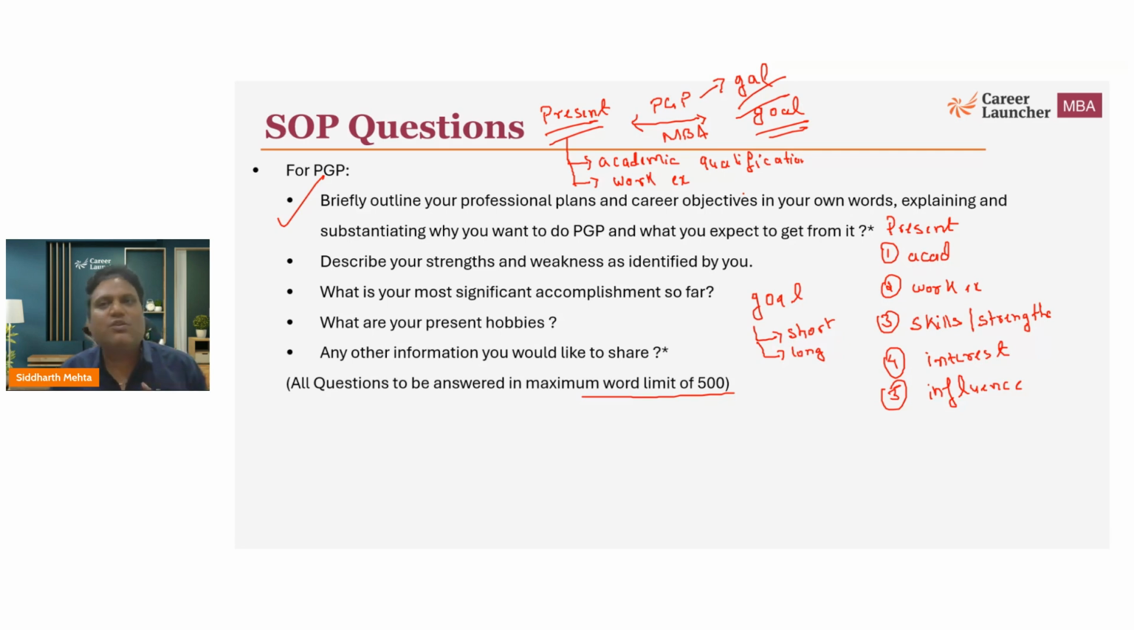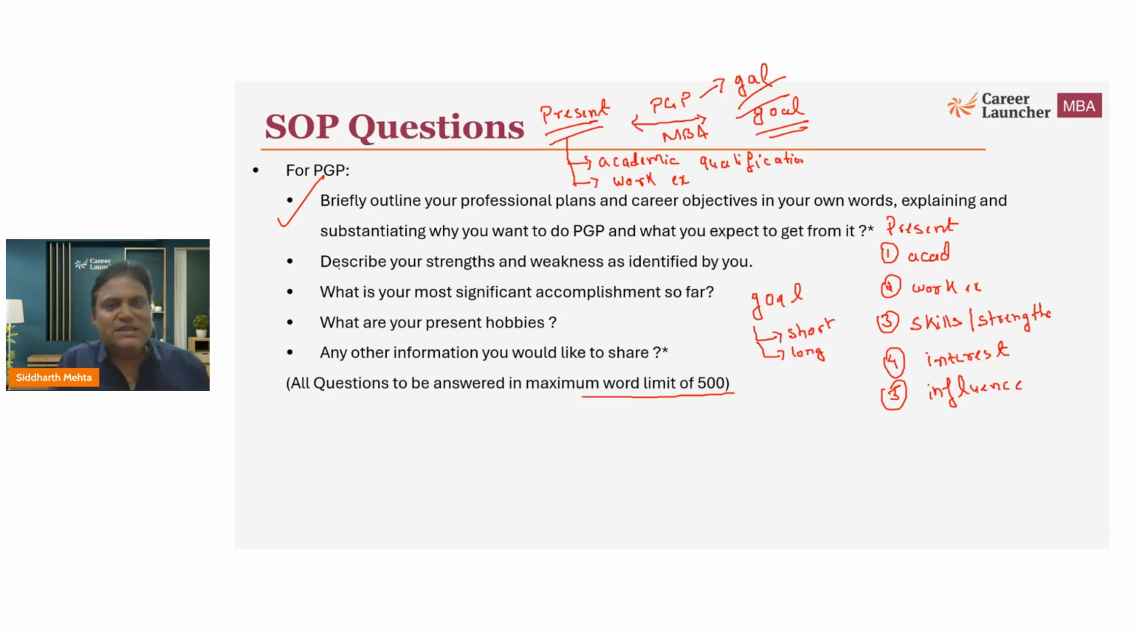Perfect. Start from there. No problem, right? So those kind of beginnings are suggestible. If you want to talk about your present, say that I am a kind of person who believes in this. Make the first few lines more personalized, and then take it forward, right? So that is what you need to keep in mind for the first question.